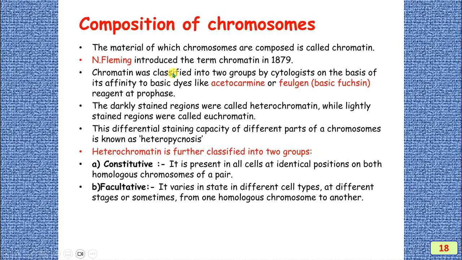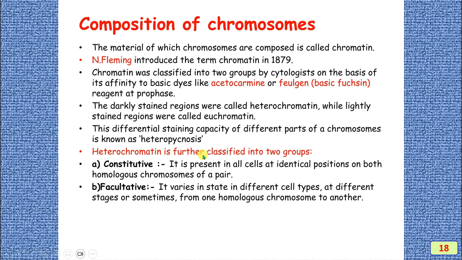And the composition of the chromosome: it consists of a main material called chromatin, and Fleming introduced the word chromatin in 1879. Then, with stains like acetocarmine and Feulgen, the chromatin is classified. The darkly stained regions are called heterochromatin, while lightly stained regions are called euchromatin. And this differential staining is also called heteropycnosis.